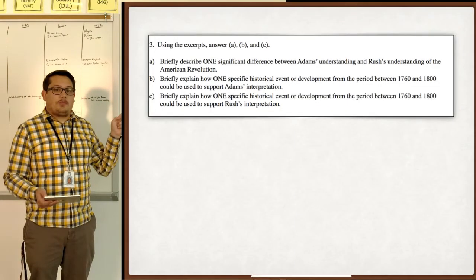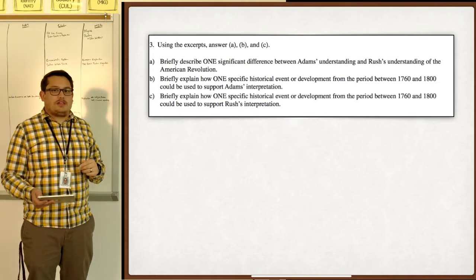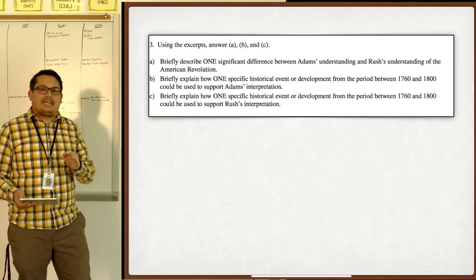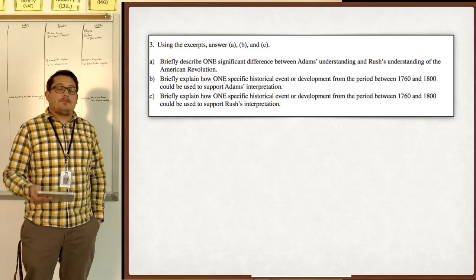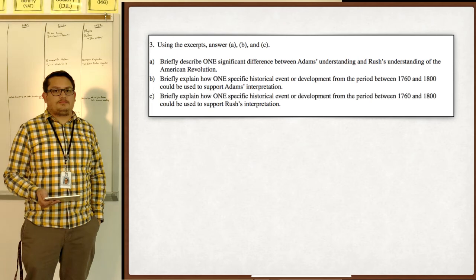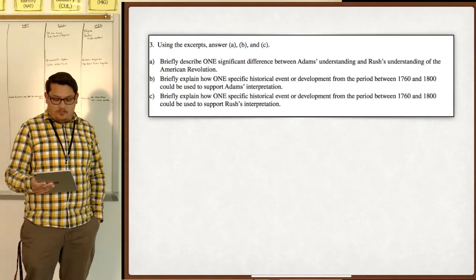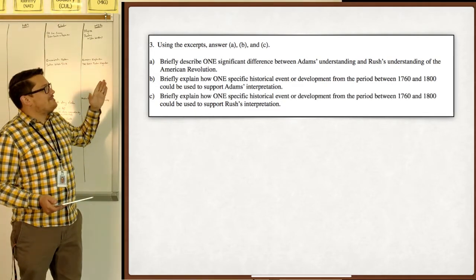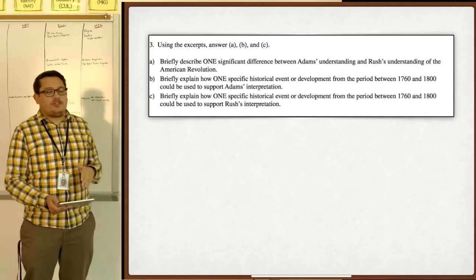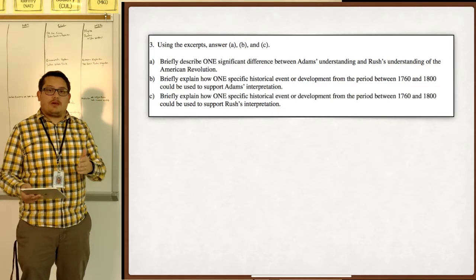So I'm going to put this here. I'll make it a little bit bigger for you there so that you can see. My question to you, what skill is this trying to get to? So you have causation, comparison, and the secondary sourcing. Correct. You should have picked comparison. This says, briefly describe one significant difference between Adams and Rush's understanding. So you are showing differences and similarities between these. That would be comparison.